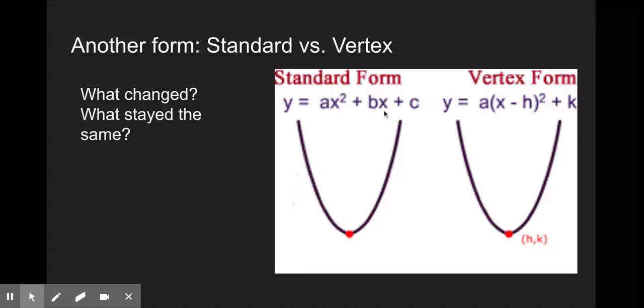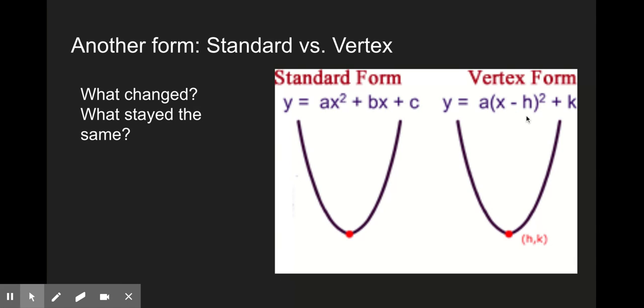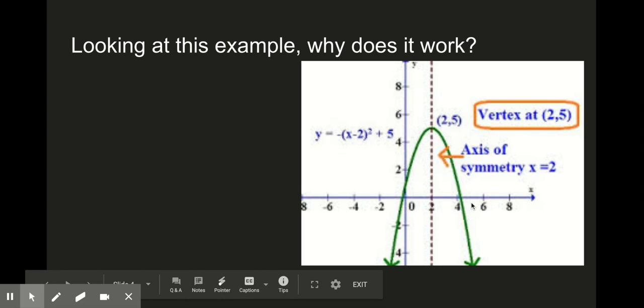But what's different is instead of having to do negative b over 2a to find the vertex and the axis of symmetry, instead, the axis of symmetry is this number right here, the h value, and then k, this constant term rather, is going to be the y value of the vertex. Okay, so let's look at this example, and I want to talk about why this works.